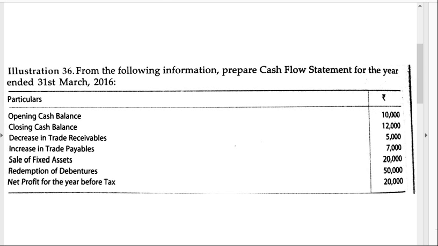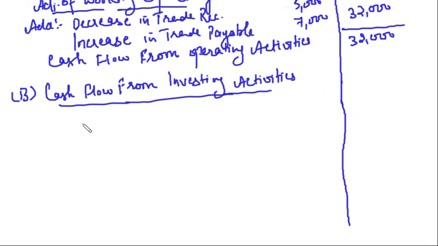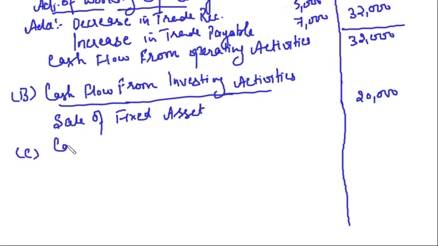So if there is a sale, the money is coming in, there is a cash inflow. So sale of fixed asset, there is only one item related to investing activity. This is 20,000. Clear? Now, C part, cash flow from financing activities. Clear?